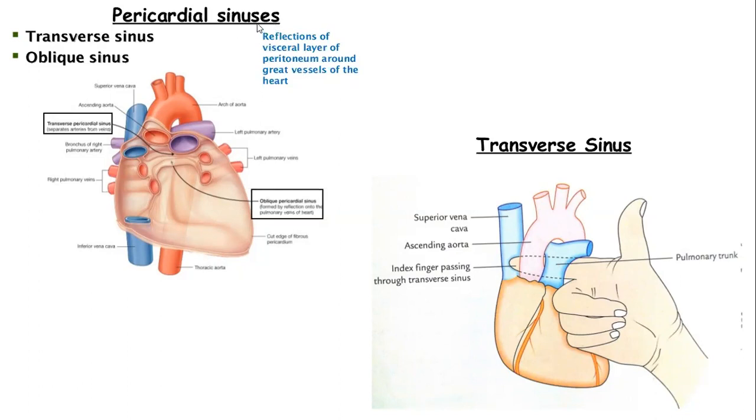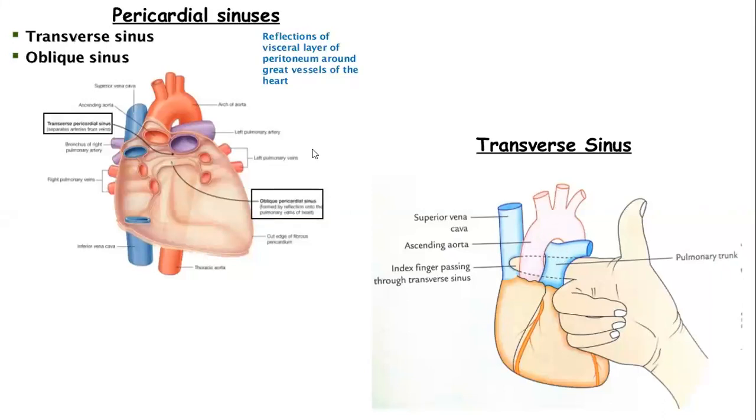What is a sinus? A sinus is a passageway, a tunnel, a passageway having two ends. So there is a transverse sinus and an oblique sinus. What are these? How are they formed? They are basically the reflections of the visceral layer of peritoneum, or in this case, pericardium, around the great vessels of the heart. How? Let's see. This is the heart, and these are the great vessels exiting or entering the heart.